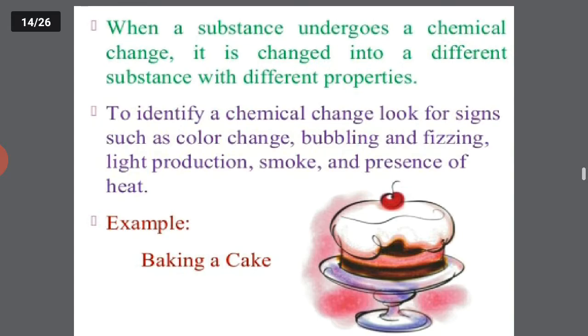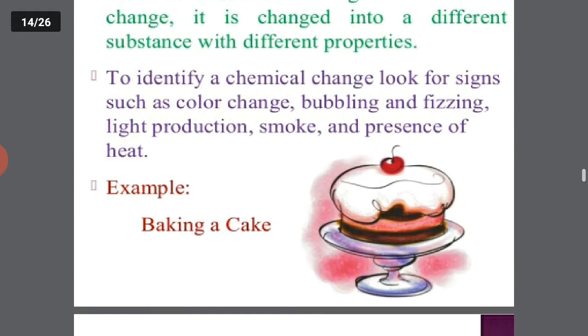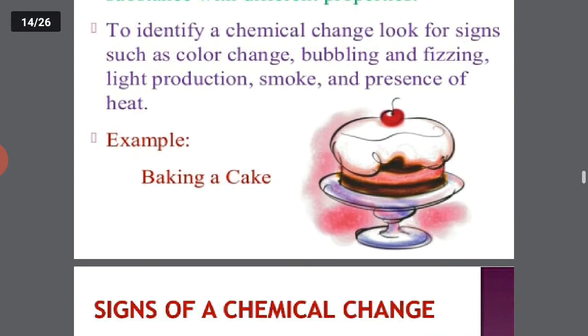When a substance undergoes a chemical change, it is changed into a different substance with different properties. To identify a chemical change, look for signs such as color change, bubbling and fizzing, light production, smoke, presence of heat. Okay, baking a cake, you can see over there. Baking of a cake is a chemical change, which means we cannot reverse this change.